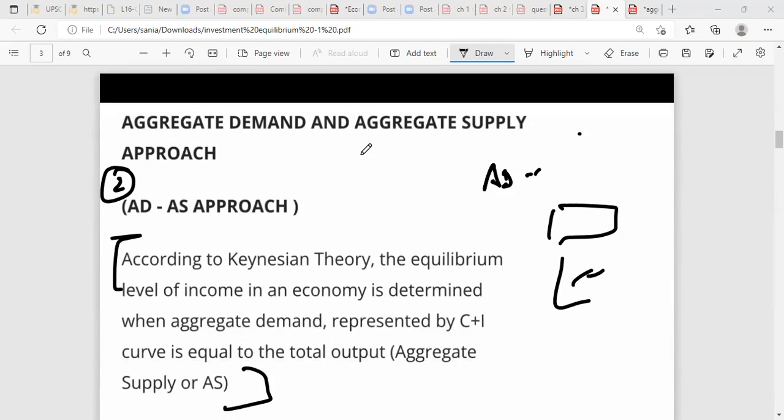Okay. Now over here, aggregate. So first of all we have two approaches. So first we will discuss this, the AD and AS approach. First of all you will write: according to Keynesian theory, the equilibrium level of income in an economy is determined when aggregate demand, represented by the C plus I curve, is equal to total output, which is your aggregate supply. This is a definition.